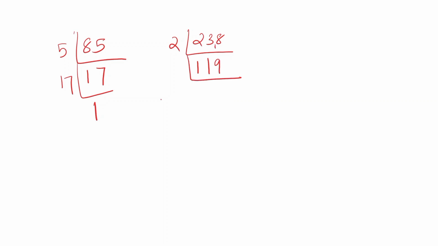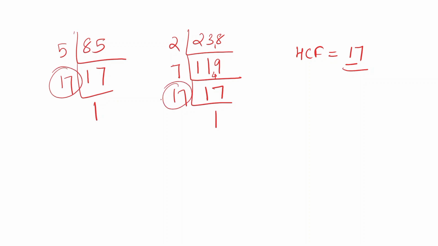Again, what number will we take first? It's 119. If you are checking with 7, 1 7 is 7. Yeah, it matches. 7 7s are 49. So again, 17, 1. So the common number, the highest common factor, is 17, right? Because here you can see only the common number is 17. 17 is the highest common factor.